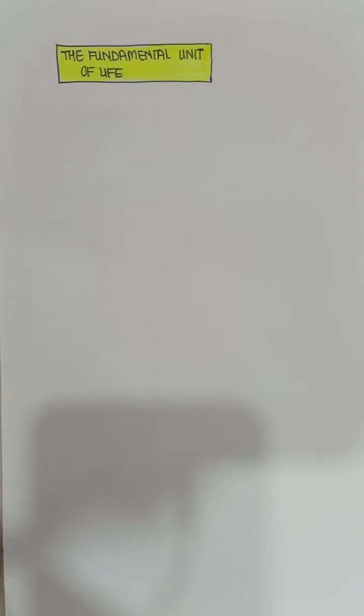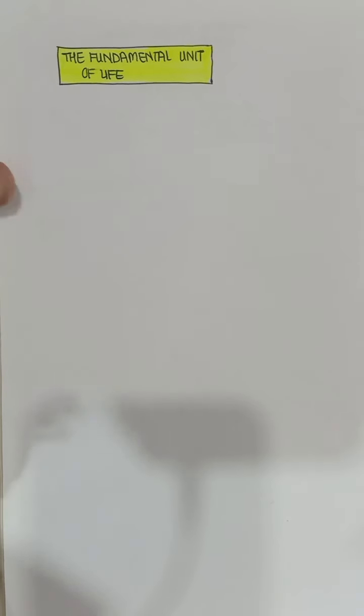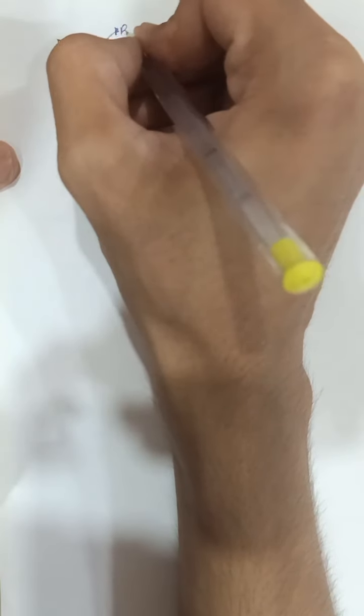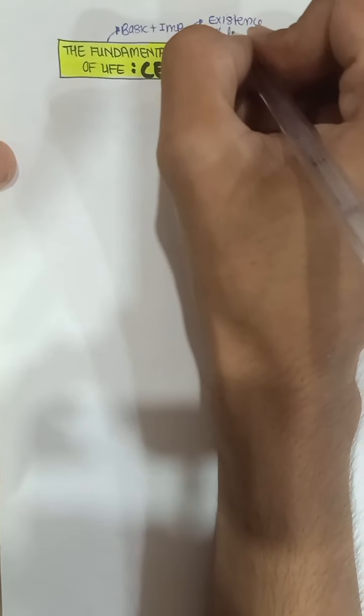Hello curious learners. So today we are going to start with chapter 5 of class 9 science, the fundamental unit of life. I'm sure you have guessed that today we are going to discuss the cell. So why are we referring to the cell as the fundamental unit? Because it is basic plus important for the existence of life. So the smallest thing I can call living is a cell.